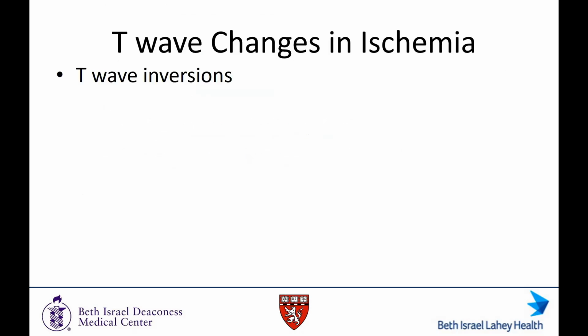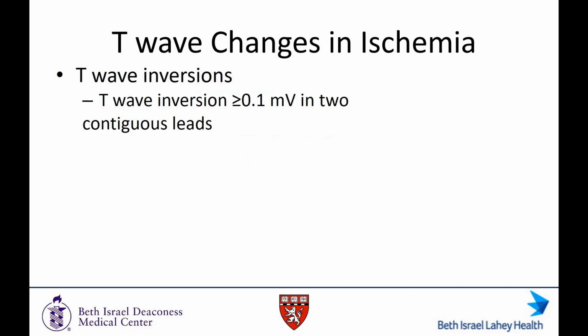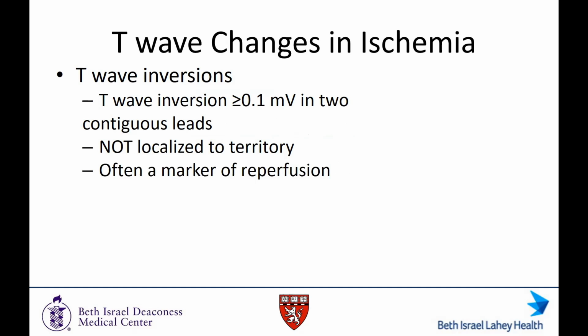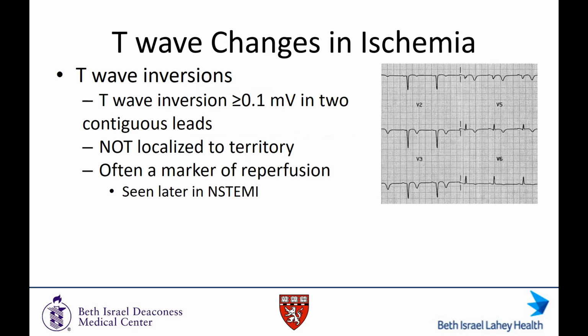And then we'll talk about T-wave inversions. Usually we think of pathologic T-wave inversions when we see them in two contiguous leads, and they have to be deeper than one small box or 1 millivolt. These do not localize to territory, just to say. And we typically see them as a marker of reperfusion, and they can be seen later in an NSTEMI.